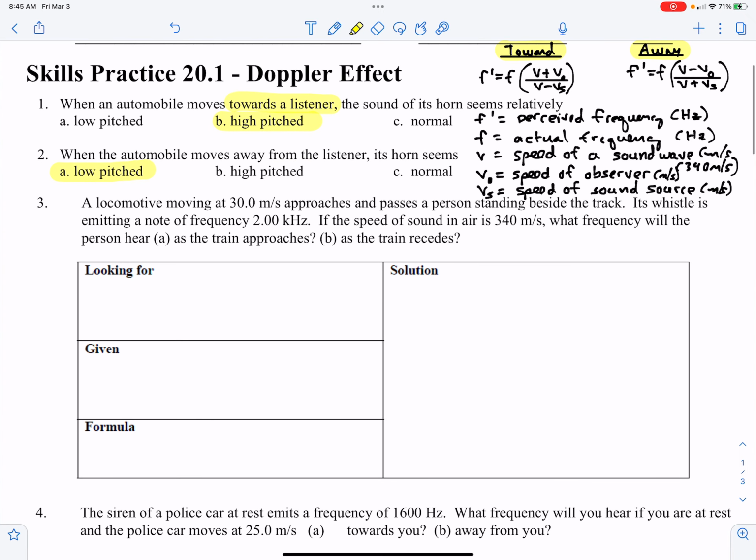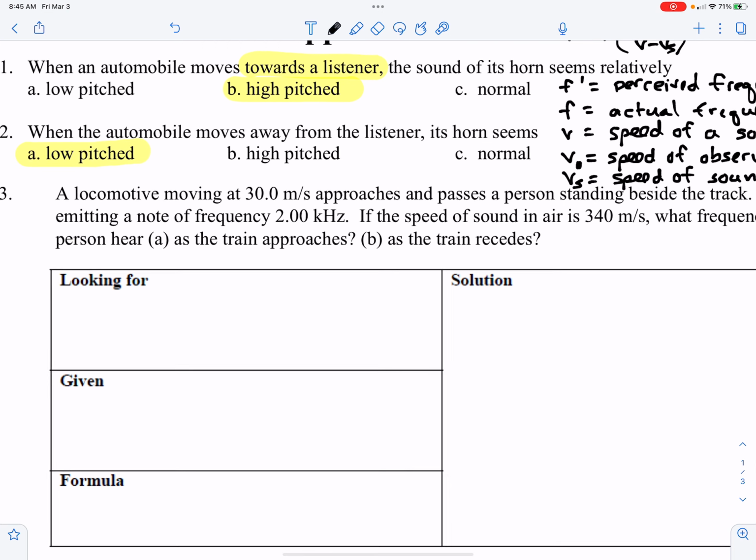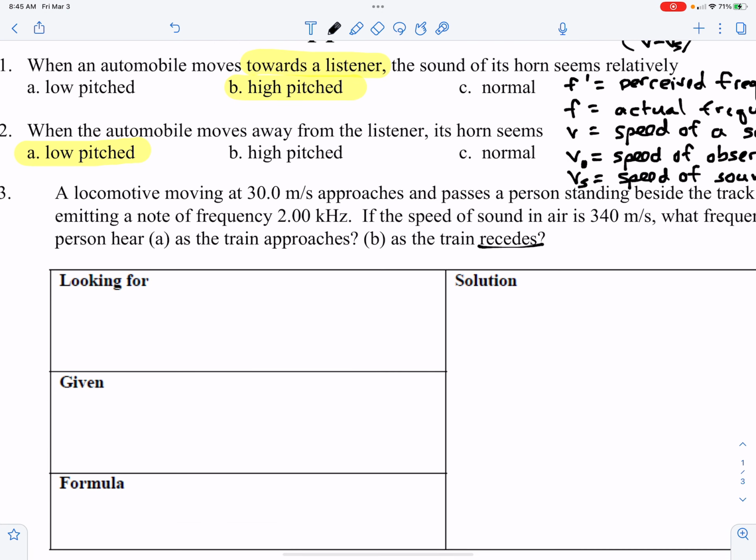Let's begin with number 3. A locomotive moving at 30 meters per second approaches a passing person standing beside a track. Its whistle is emitting a note of frequency 2 kilohertz. If the speed of sound in air is 340 meters per second, what is the frequency a person will hear? Part A, as the train approaches, and B, as the train recedes. Recedes means away. Approaches means toward.